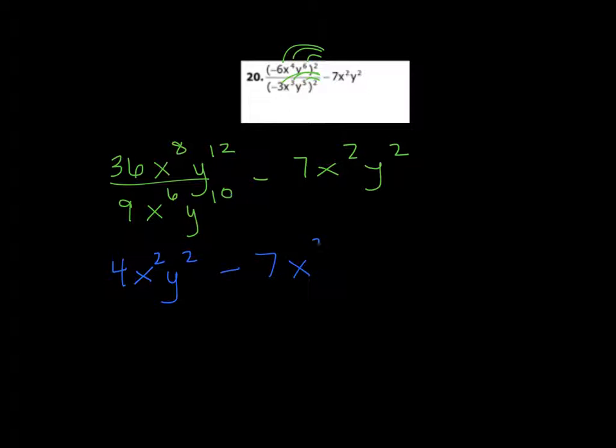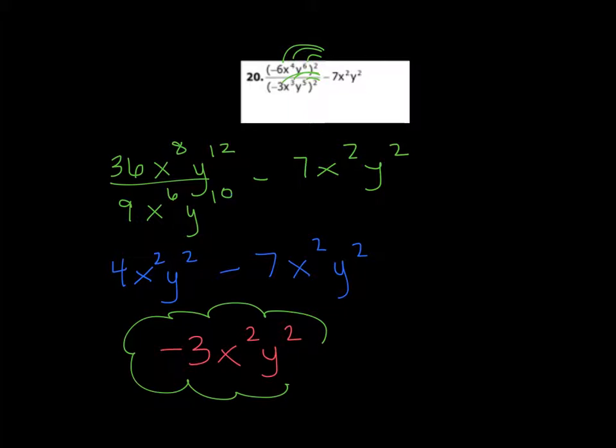So notice I now have like terms. Remember, like terms have the same variables with the same exponents. So if I have 4x squared y squared minus 7x squared y squared, I will be left with negative 3x squared y squared. Remember that when you're combining like terms, or adding and subtracting monomials, the exponents don't change, only deal with those coefficients. Okay, this was a lot.